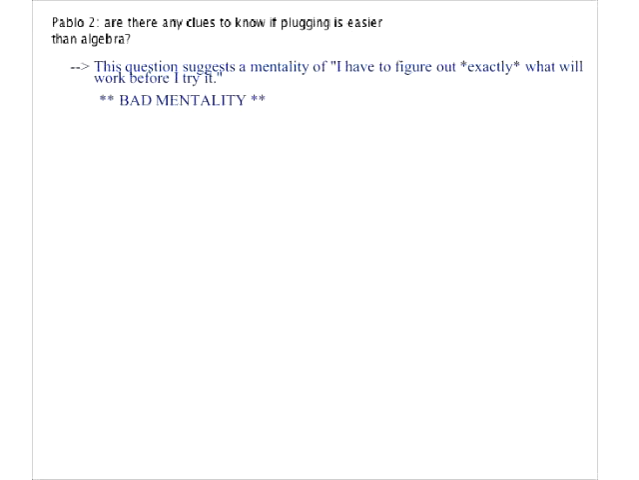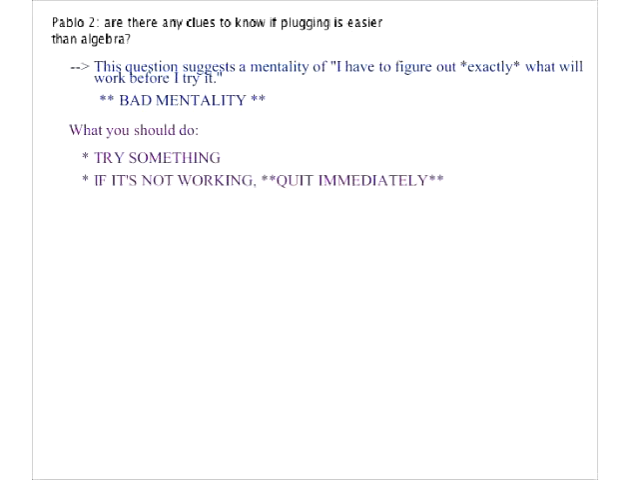Okay, especially because you have this time constraint. I mean, you can't sit there like a chess master and be like, I need to think through 6 moves ahead of time. It's not like that. Remember, guys, you have like 2 minutes on average to solve these problems. So if you are in this mindset where you have to figure out exactly what will work before you set pen to paper, you can be in trouble. So what you should do, honestly, is just this. Just try something. If it's not working for you, then quit immediately and try something else.